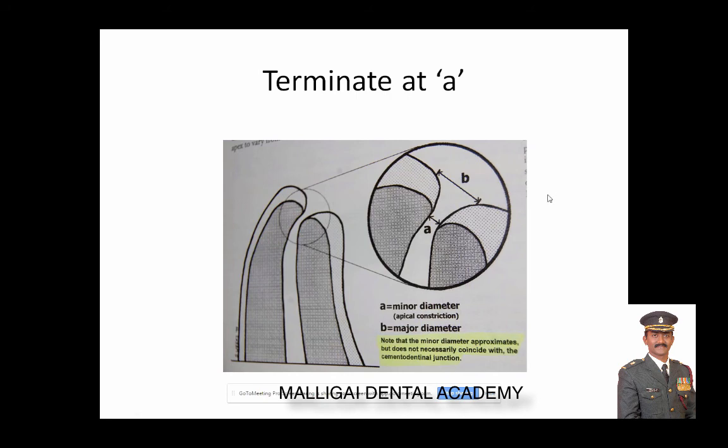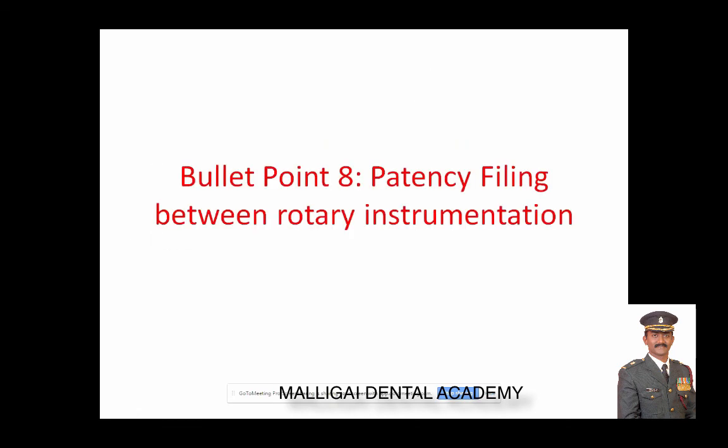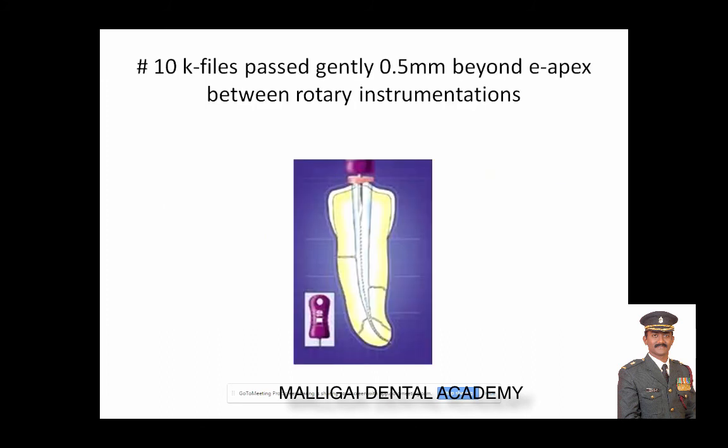Bullet point 8 for today's webinar: patency filing between rotary instrumentation. What is meant by patency filing? Patency filing simply means number 10 hand K files are passed gently 0.5 millimeters beyond the E apex, or the electronic apex as recorded by the apex locator, between every two rotary files that are introduced into the root canal system. What does this help in doing?